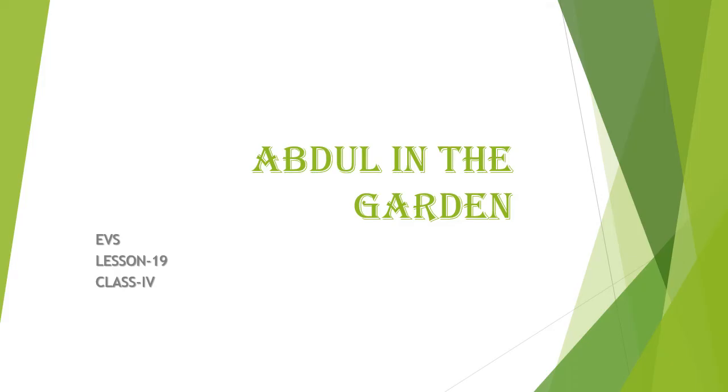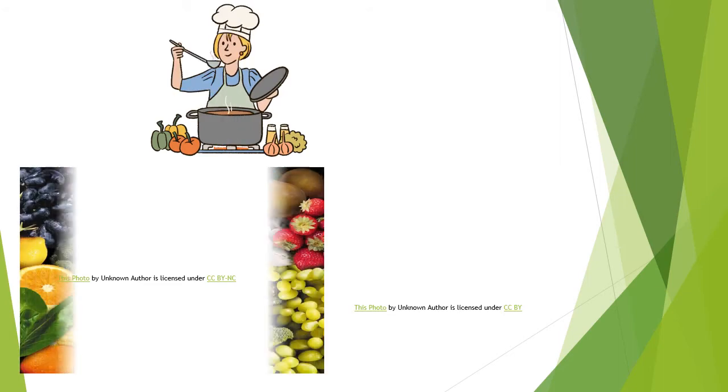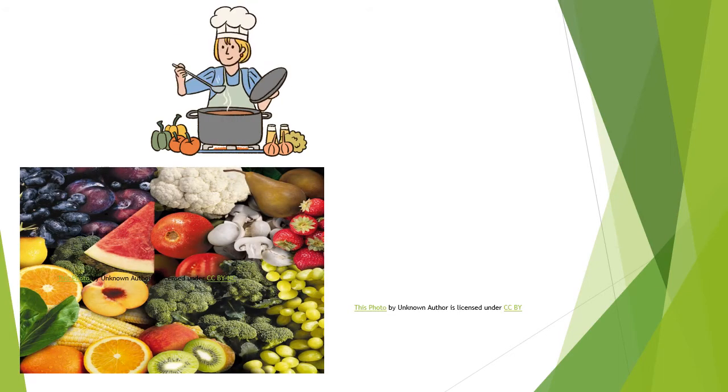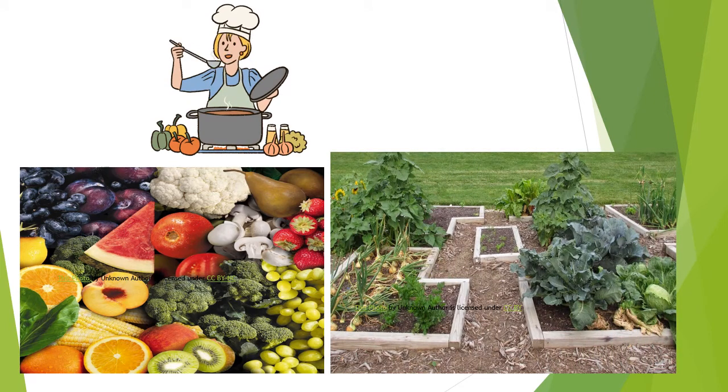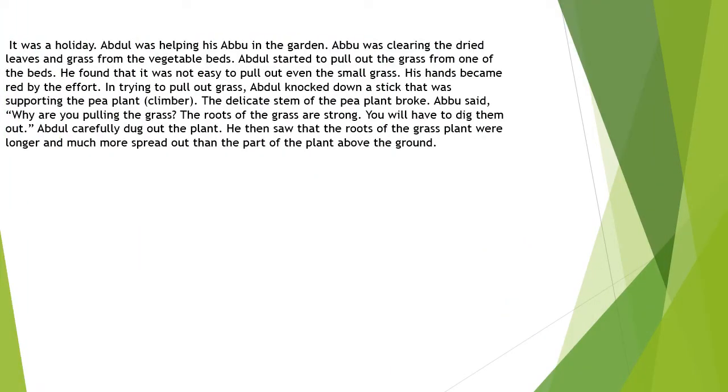Hello children, today we are going to do a new lesson and the name of the lesson is Abdul in the Garden. Children, when you are hungry, what do you do? You tell your mother to prepare something for you or you eat fruits. Now, from where do we get these fruits and vegetables? We get it from a garden. So, let's see what Abdul and his Abu are doing in the garden.